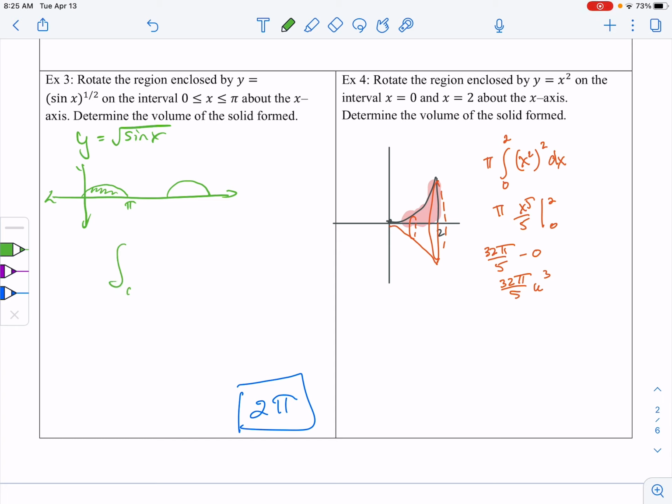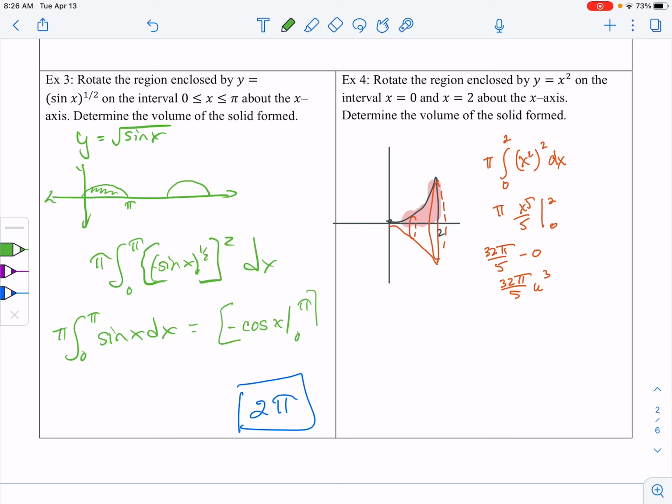So all you do is integrate from 0 to pi the sine of x to the 1/2 squared. And I'm going to write it that way so you keep track of the fact that I'm squaring the distance because it's my radius of rotation. Okay, so now you just integrate from 0 to pi of the sine of x dx. Well, that's negative cosine, right? Negative cosine of x from 0 to pi times pi.